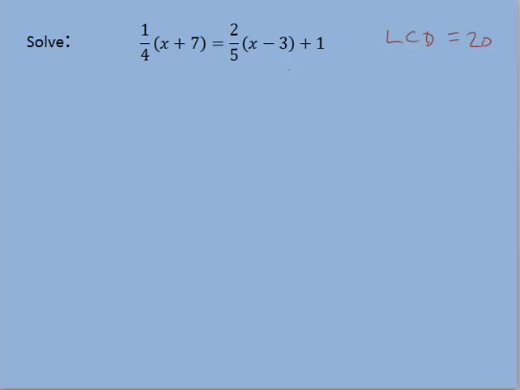Once you have the LCD, we want to multiply it to every term. And pay attention to how many terms are in this equation. There's actually 3 terms. Right? This is the first term, this is the second term, and that would be the third term. So we want to multiply 20 to each of the terms.